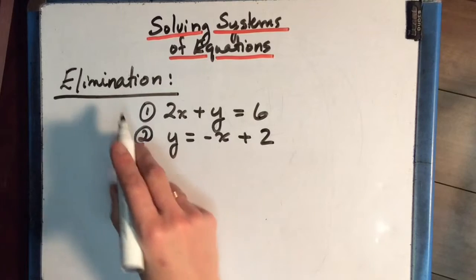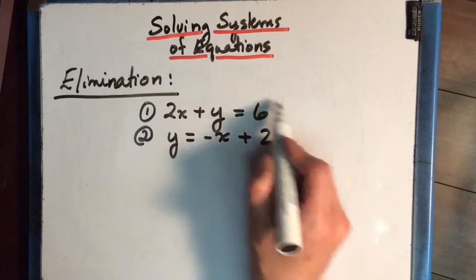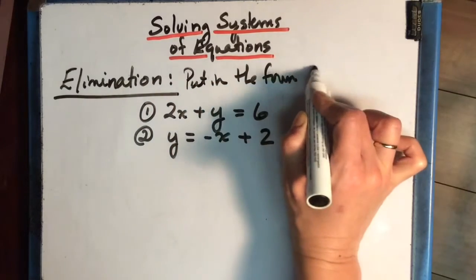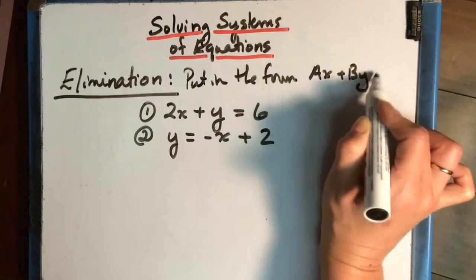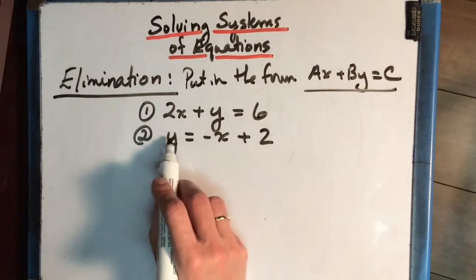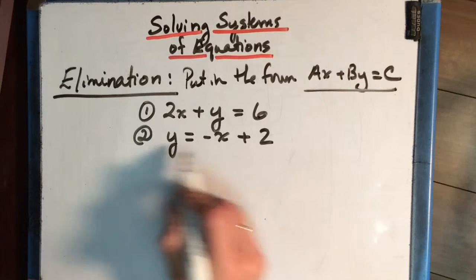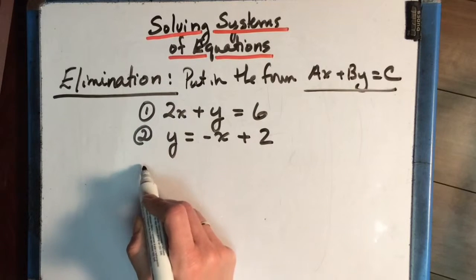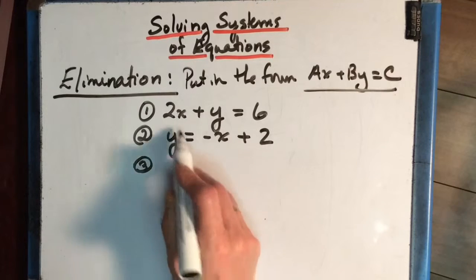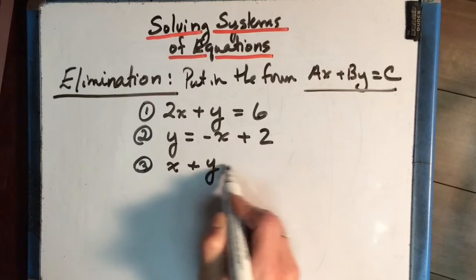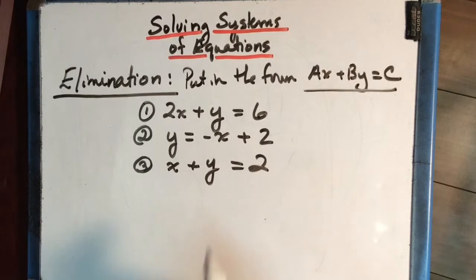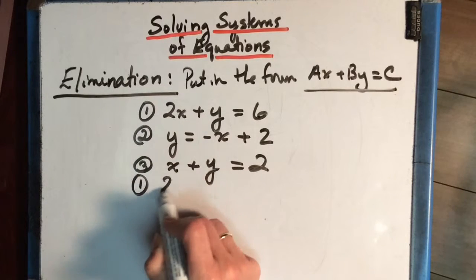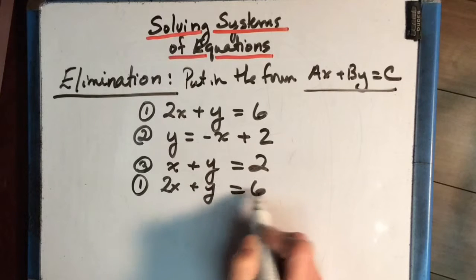In this case, what you want to do in elimination is put it in the form ax plus by is equal to c. So that's the form we want. So let's change this one so that it's in the same form as this. I'm going to call it equation 3, and I'm going to put x plus y is equal to 2. I believe I didn't do anything different, just brought the x over. And now I'm going to rewrite my number 1, 2x plus y is equal to 6.